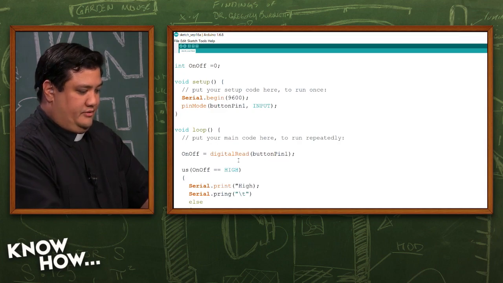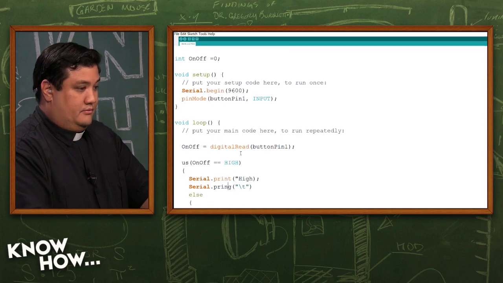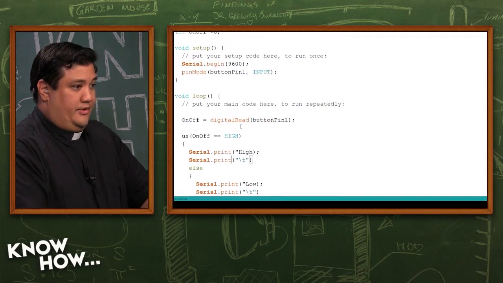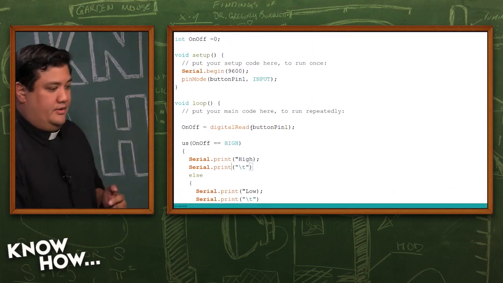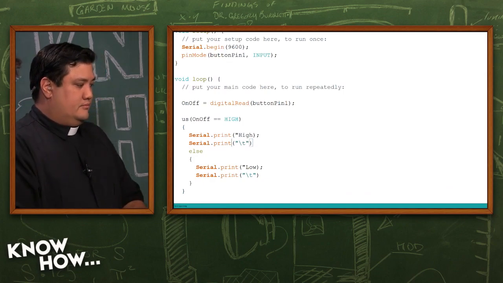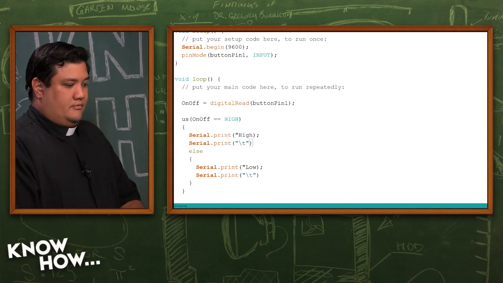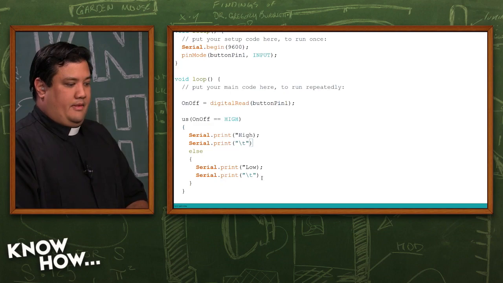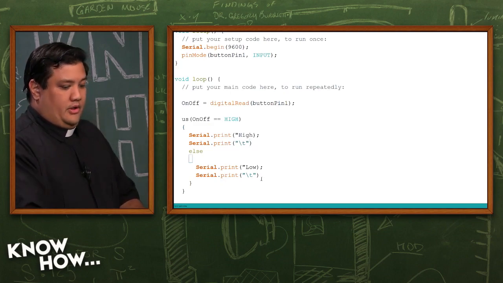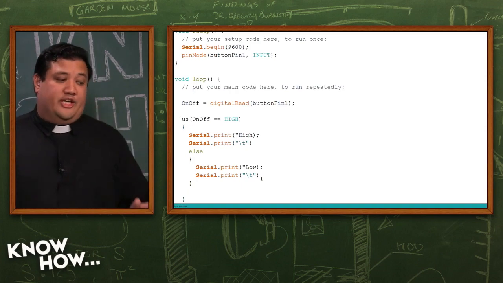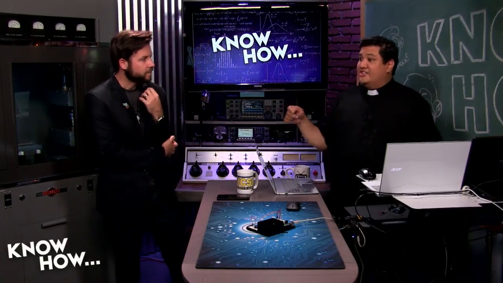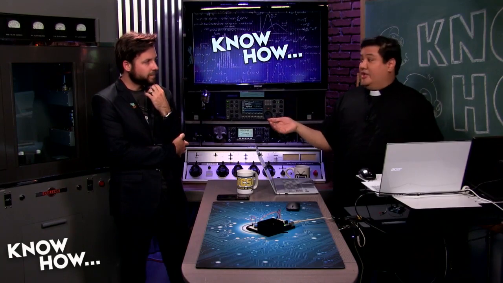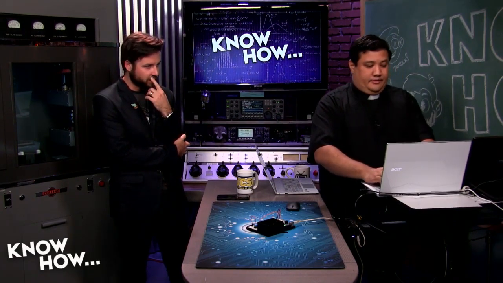Can you scroll down a little on there, Al? Thank you. There we go. So you've written out serial print high, serial print \t, and then you made a separate function for low. Right, well, no, it's just a check. So it's going to check the variable. If the variable is high, it's going to print high. If the variable is low, it's going to print low. And this is just for our input.